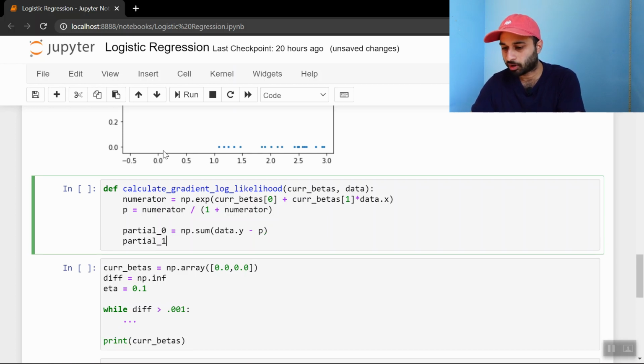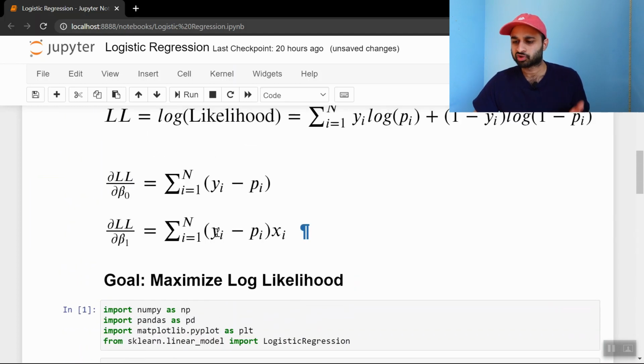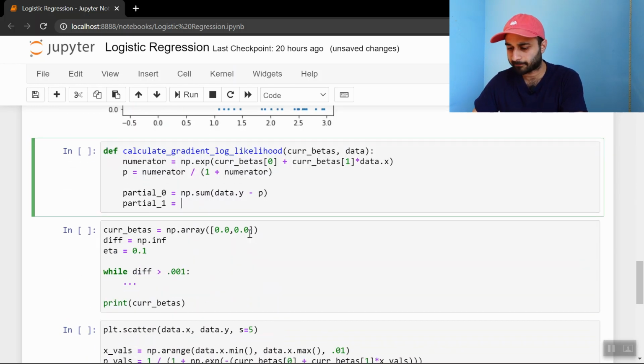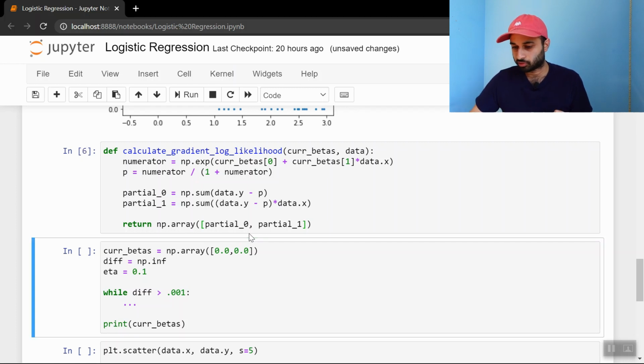And then partial_1 is going to be very similar. It's going to be true labels minus p, but then times all the x values. So let's do that. It's going to be np.sum of data.y minus p, times data.x. Cool. And then how about we return np.array of partial_0 and partial_1. So we're returning the two gradients now. Okay, cool. And so we're going to start our betas at 0, 0. That'll be just some arbitrary starting point.